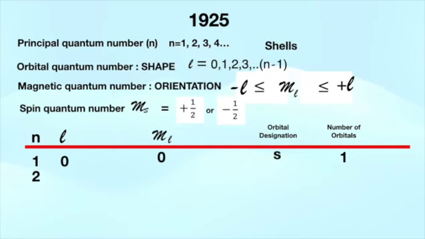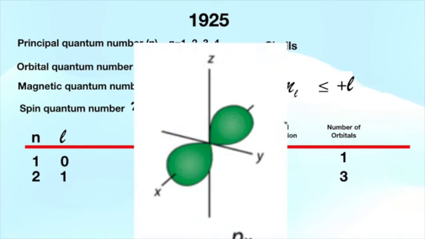If n is equal to 2, then L is equal to 1. M sub L can have three different orientations. The electron orbital designation for this electron configuration is P, for principal. The p orbital shape, and only the x-axis orientation is shown. The y and z-axis orbitals are not shown in this illustration.